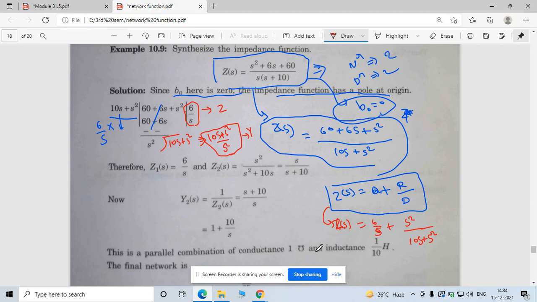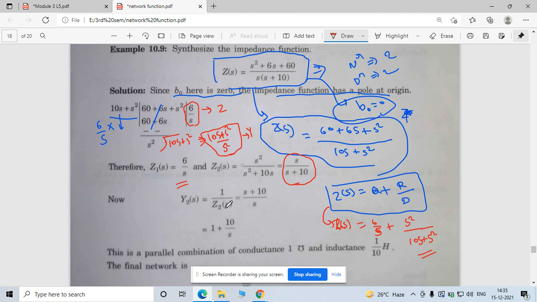I explained here that it depends on you what you consider and how you analyze it. Now in this format, Z1 of s from this you get 6 by s, and Z2 of s is nothing but this representation. Taking s common and cancelling numerator and denominator, what you get is s upon s plus 10.